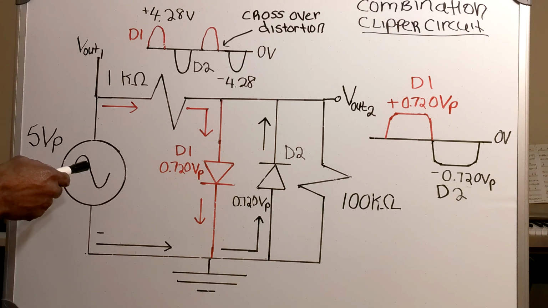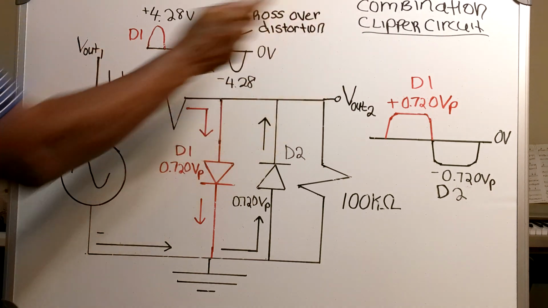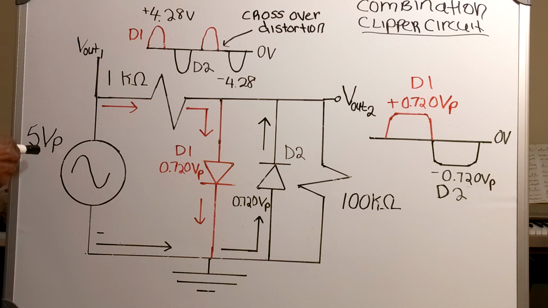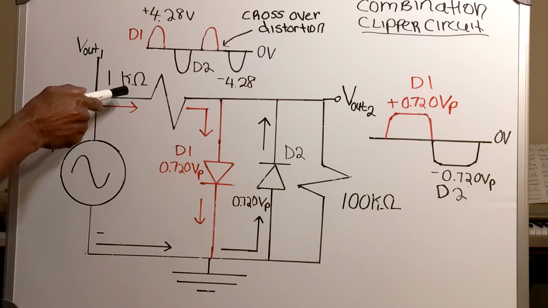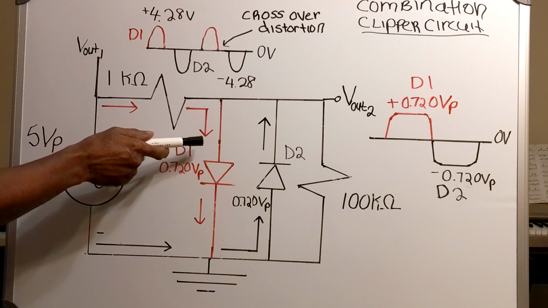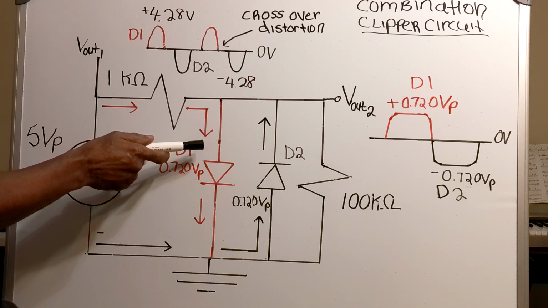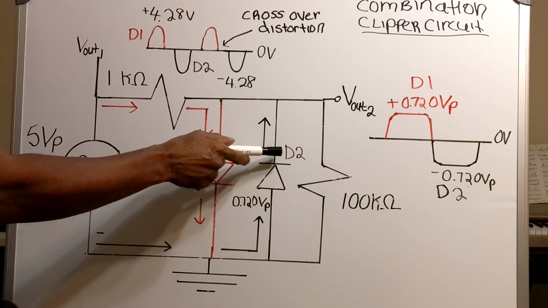In this video, I have a combination clipper circuit, and I have a 5-volt peak at the input in series with a 1K ohm resistor in series with the parallel combination of diode 1 and diode 2.